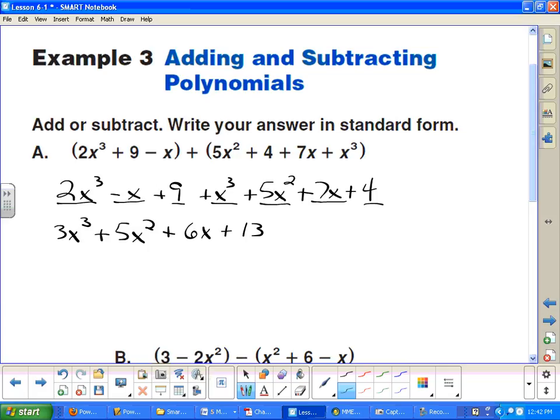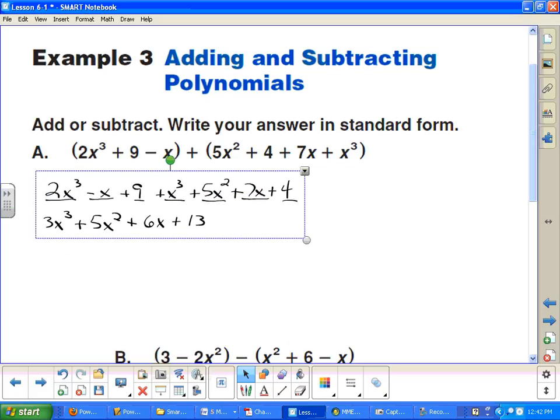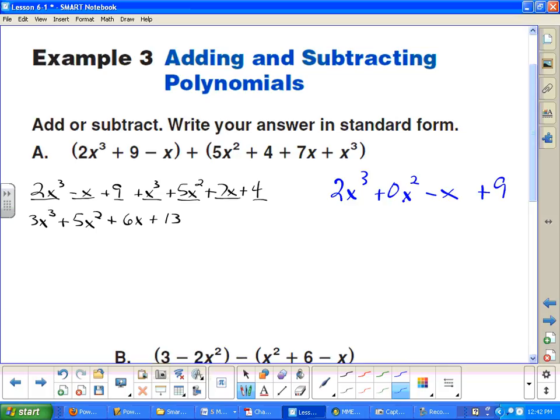The other way you could do it then is you could actually write them in their terminology. So if I take the first one and I write it, we have 2x cubed, 0x squared, minus x, and plus 9. So I wrote that one with all the possible terms I could have. Cubed, squared, first power, and the constant. You notice for the squared I put 0 here.